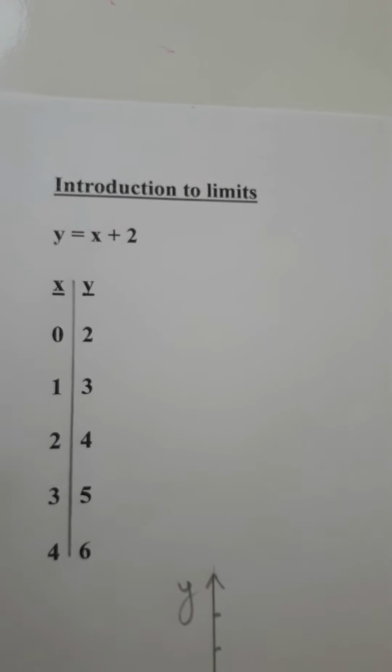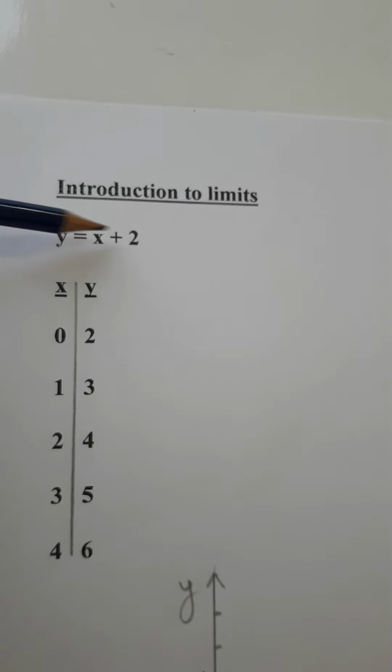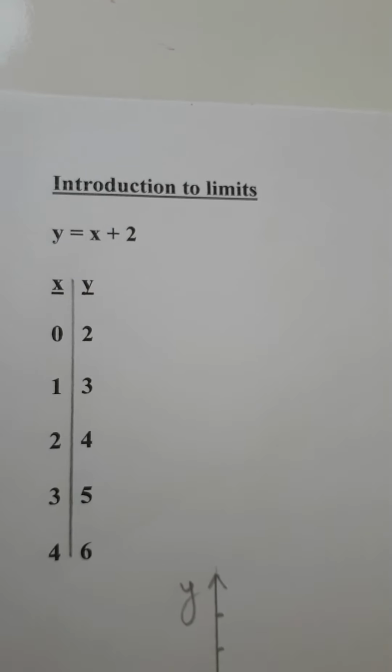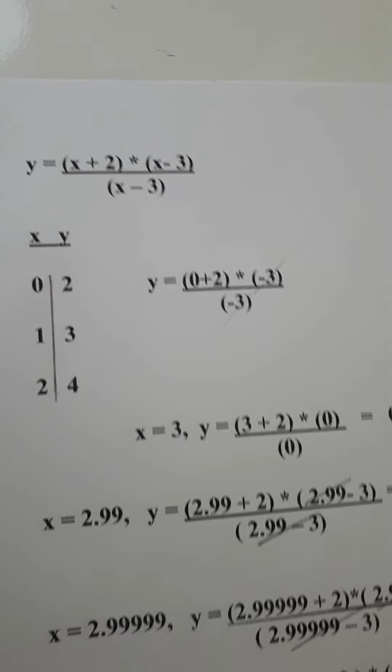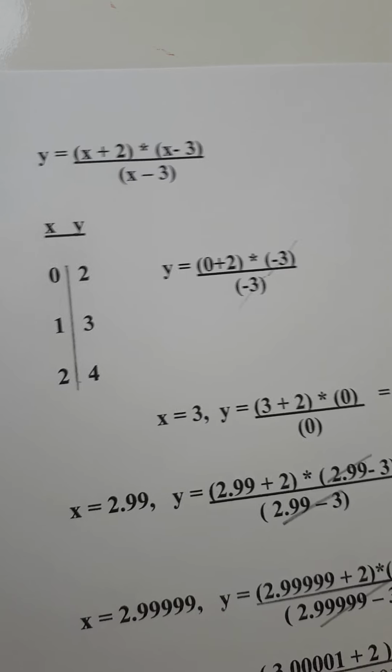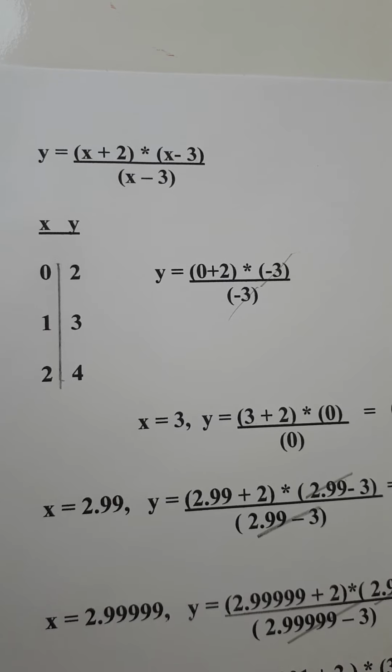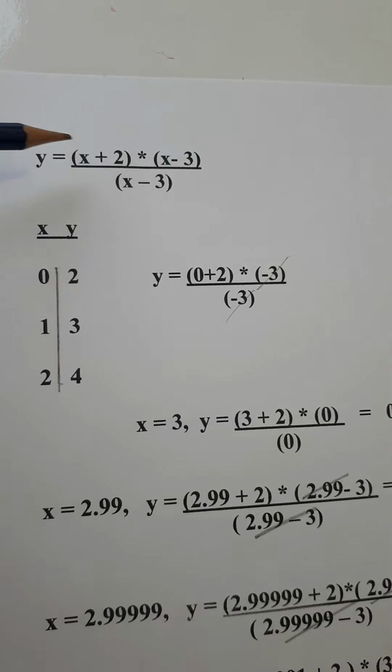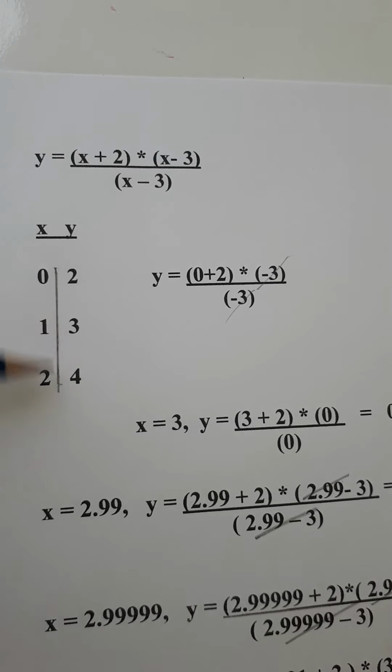And now what I am going to do is multiply this equation up and down by x minus 3. So this is my new function. Let's do the table again.